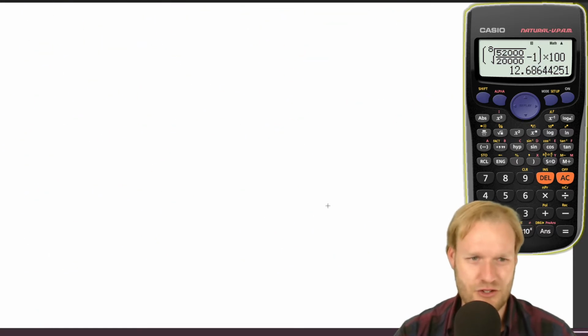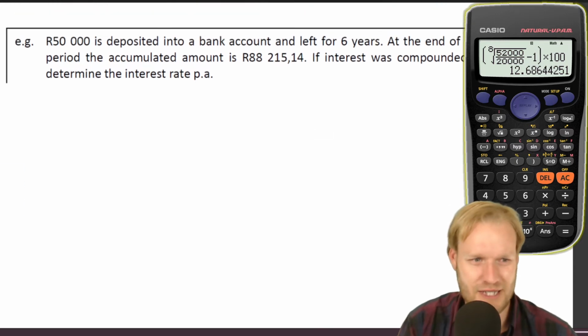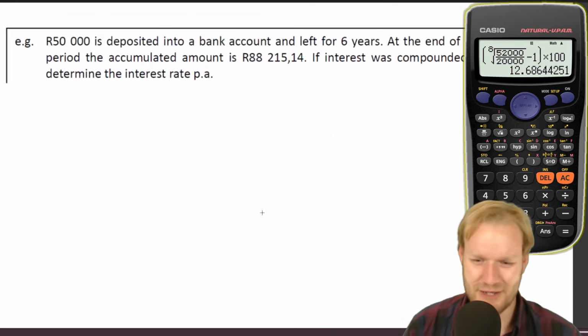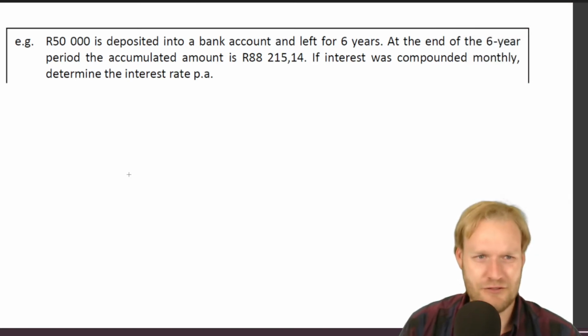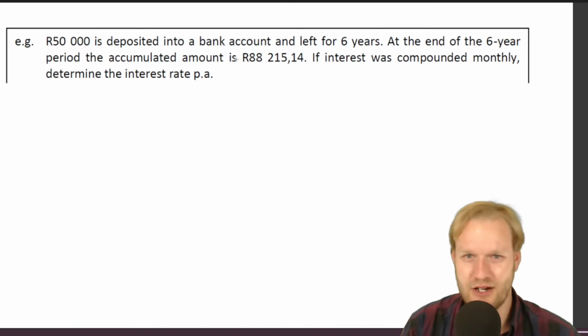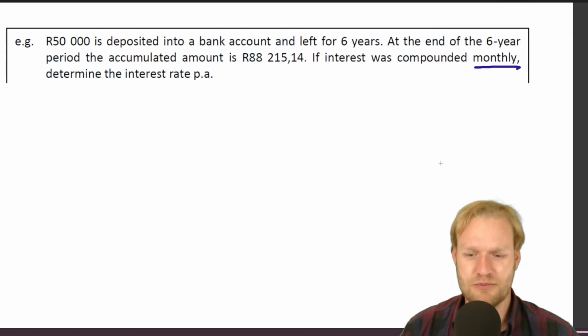Okay, so let's run into the others, because as I said, these feel a little bit the same, which is quite cool and makes them easier. So goodbye calculator. We've got 50,000 Rand deposited into a bank account, left for 6 years. At the end of the 6-year period, the accumulated amount is 88,215 Rand and 14 cents. If it's compounded monthly, determine the interest rate.